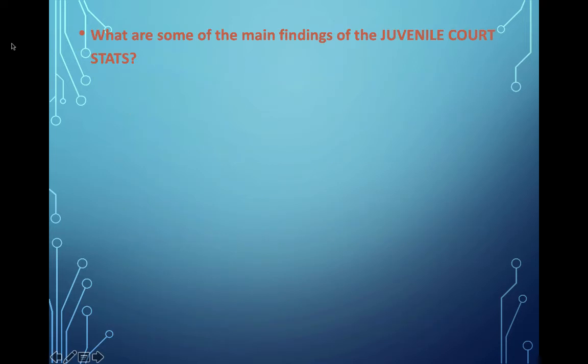So what are the main findings of juvenile court stats? Well, delinquency increases with age. So as the juveniles get older, the violations increase. Juvenile courts processed 4 times as many cases in 2002 than they did in 1960.